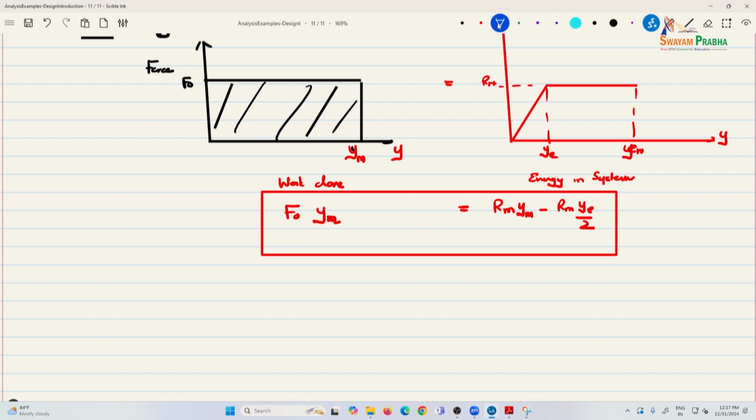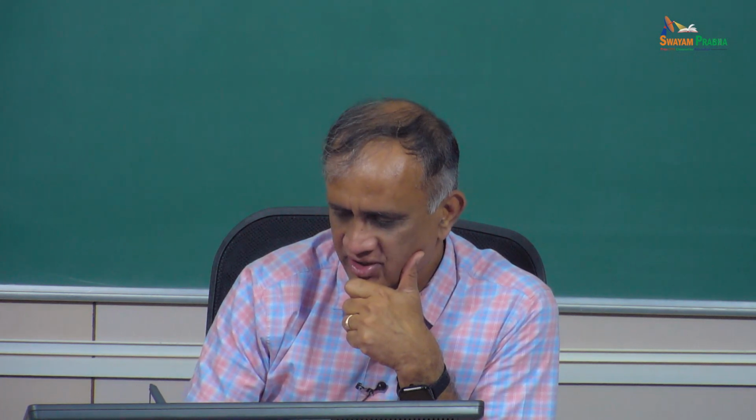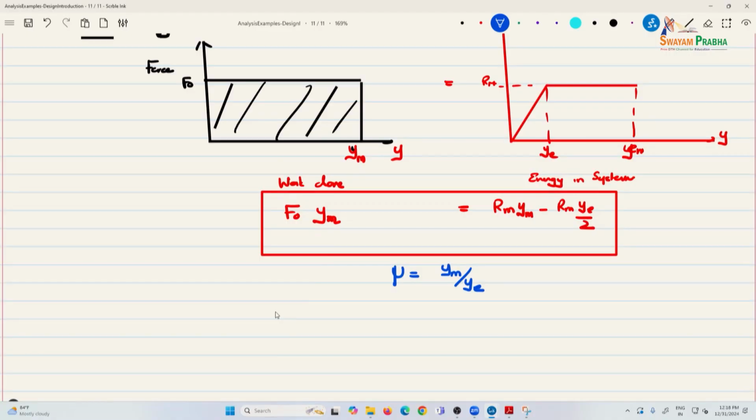So let's manipulate this equation a little bit, in a good mathematical sense. We know the term mu. Mu is the critical ductility ratio, right? What is it? ym by ye. So I can write this expression as F naught ym equals Rm ym multiplied by 1 minus ye by ym, multiplied by 2. So I get it in terms of mu. What's a nice thing about this expression?